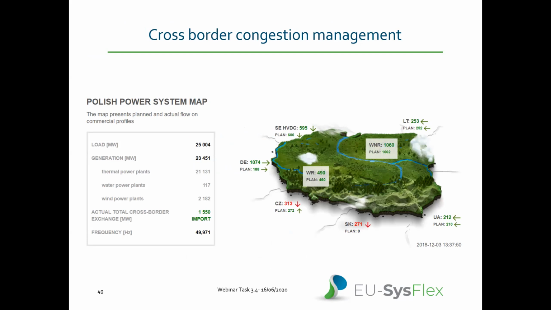The TSOs are responsible for relieving the congestions in their own area. However, the congestions of the cross-border lines and close to the cross-border lines are more difficult to relieve since they depend on other TSOs' actions. In addition, as you can see in the picture, the planned flows might not always match the actual flows. Therefore, the TSOs should be able to react to relieve those congestions.